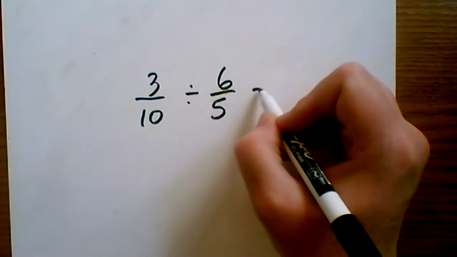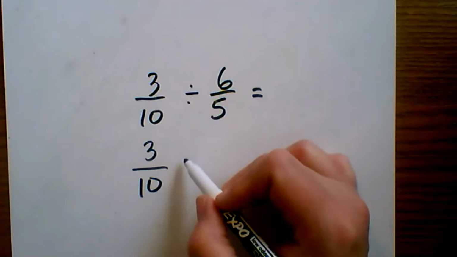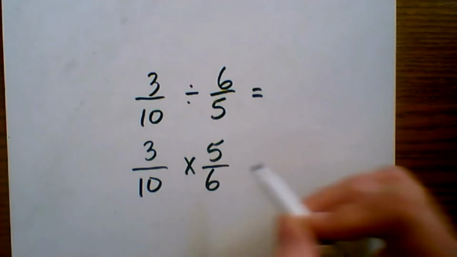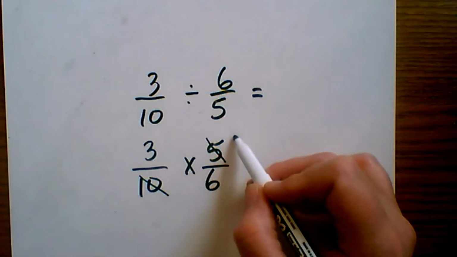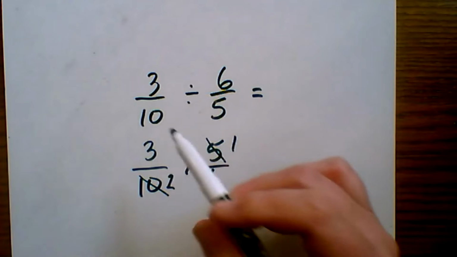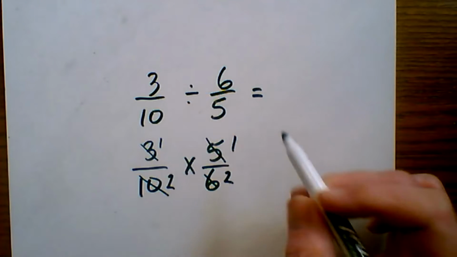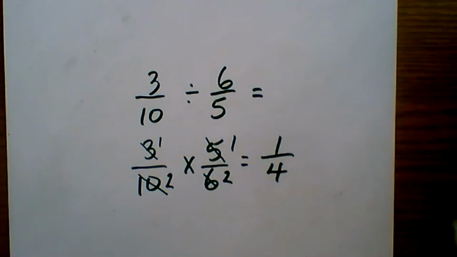Next, 3/10 divided by 6/5 equals, go ahead and write the reciprocal of 6/5. That's 5/6. And we can cancel. 5 goes into 5 once and into 10 twice. 3 goes into 3 once and into 6 twice. Multiply across. We get the answer 1/4.